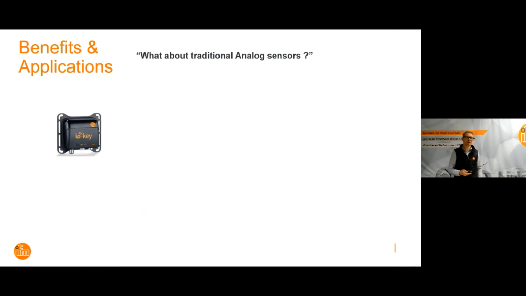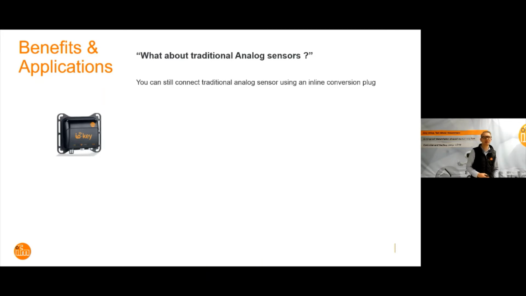But a few questions generally posed when we look at the Ioke is, what about traditional analog sensors? Maybe I don't want to use IoT sensors. Maybe I already have sensors in my plant. Look, it's not a problem. We are only using the IoT principle here, but we can collect these analog sensors.